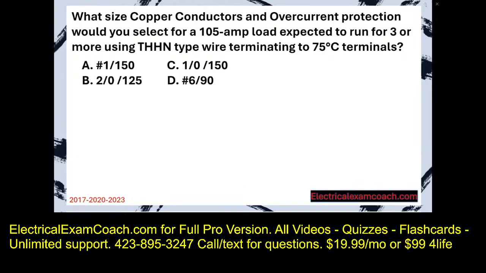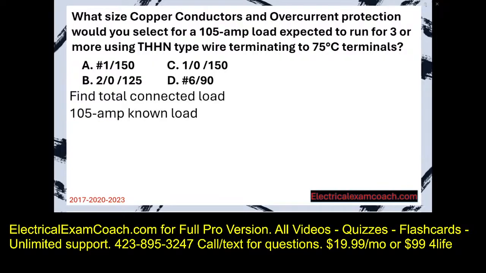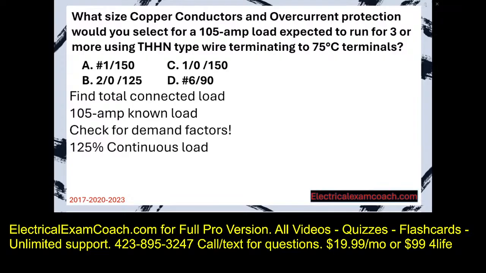What size copper conductors and overcurrent protection would you select for a 105 amp load expected to run for 3 or more hours using THHN type wire terminating to 75°C terminals? Step 1, find the total connected load. 105 amps is our starting known load, but we must check for demand factors. When we look, we find that we have the 125% continuous load rule, so we do our math. We take our original starting known load, we multiply it by 1.25. That gives us a new known load of 131 amps.